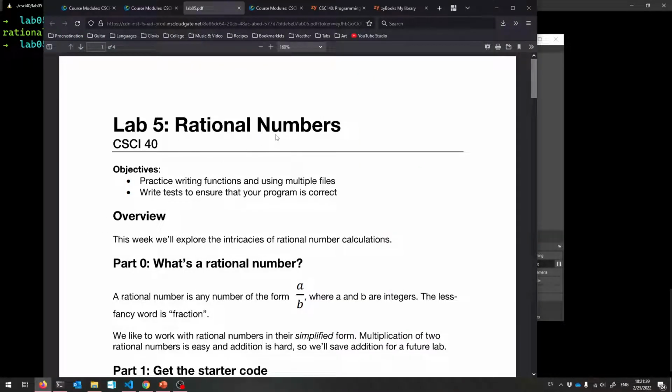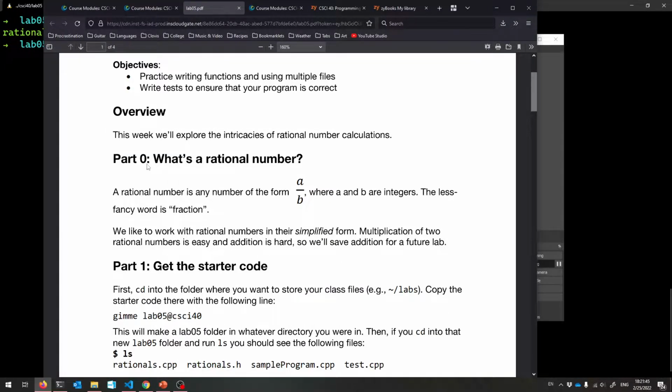All right, welcome to Lab 5. This one is about rational numbers and functions, of course, because we just learned about those. So we are going to make our own little rational number library, and you might be wondering, what in the world is a rational number? If you've never heard that term before, it just means fraction. It's any number that looks like a over b, so it's just a fancy word for fraction.